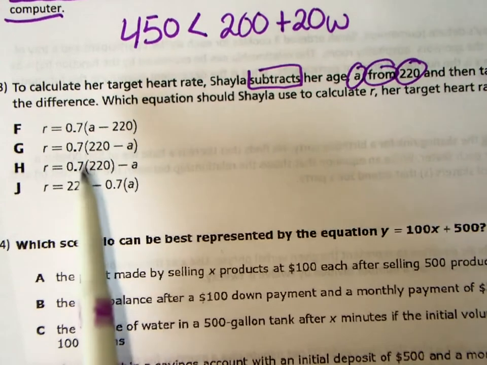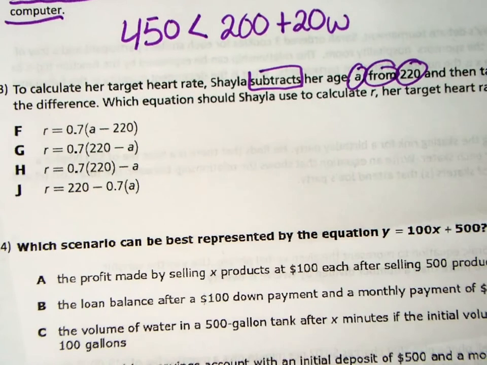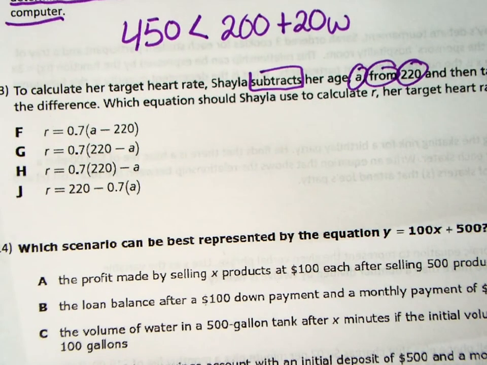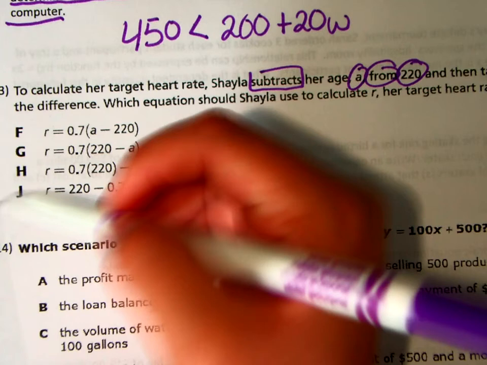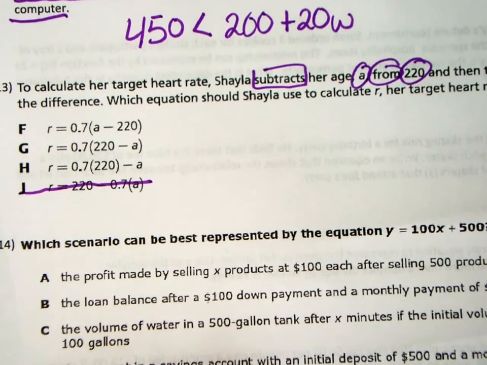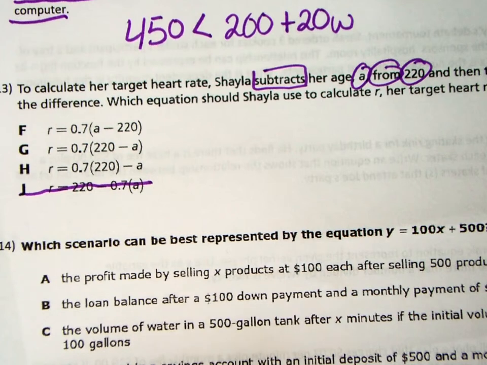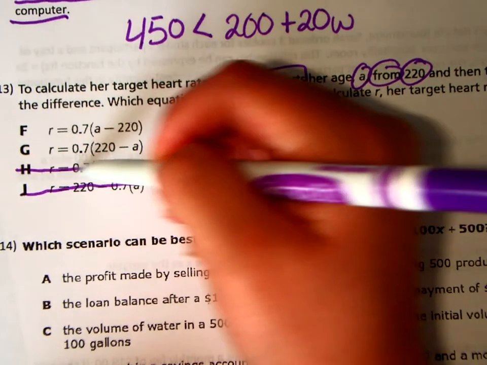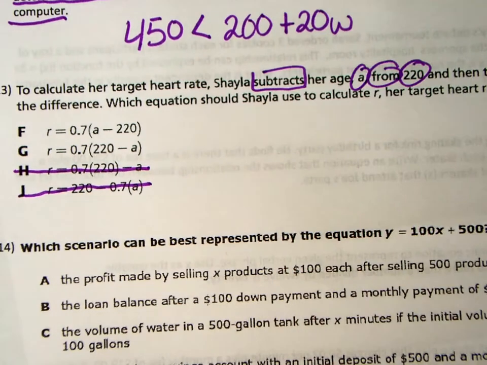So look here. Is there anything that we can cross out automatically? J, good. Because it's just multiplying the 0.7 times A, her age. And that's not what we're looking for. Now there's 2 things that we need to subtract. What were they? 220 and A. Is there anyone else that we can cross out? H, because it has it separate.